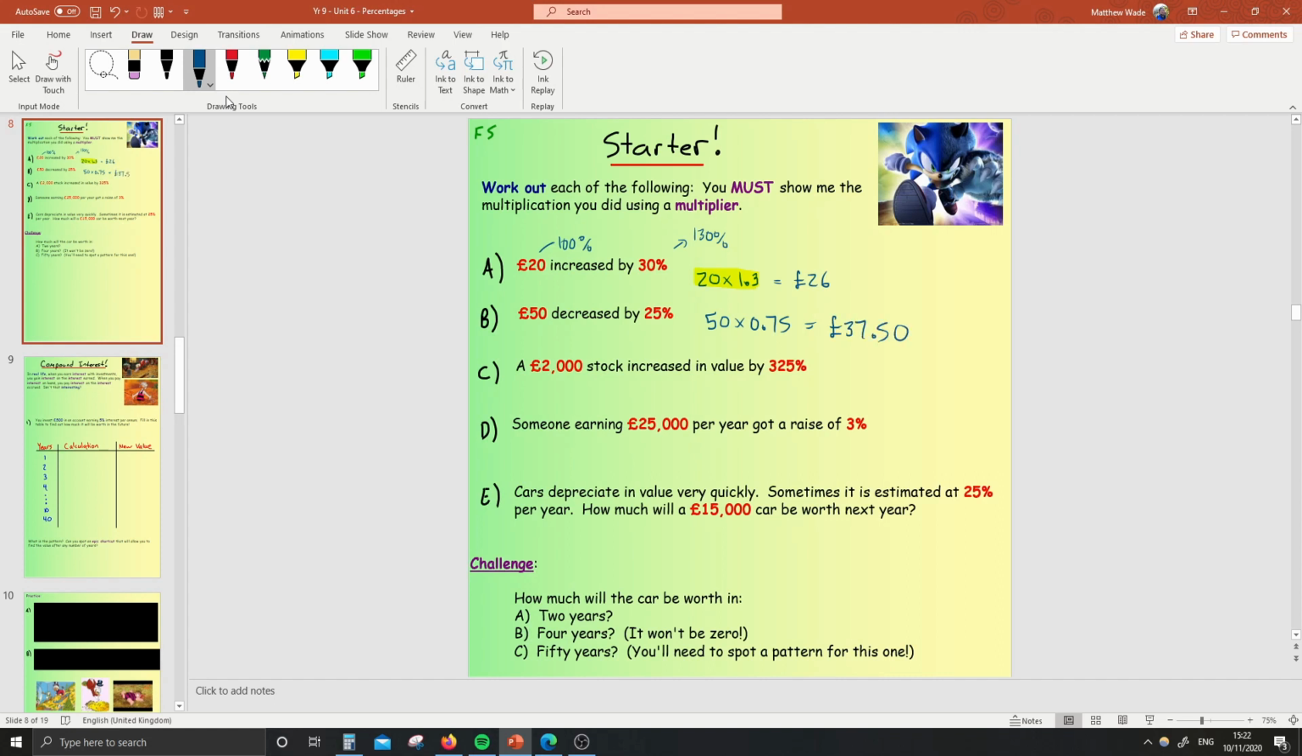Okay. Now this one's tricky. A 2,000 pound stock increased in value by 325%. This one's proper hard. This represents 100%. So when you add it to 325%, it's actually 425%. Now, I bet you not everybody got that. So the calculation then, 2,000 times 425 divided by 100, so 4.25. And you get 2,000 times 4.25 equals 850. Ooh, that means I missed a zero, which means it's 8,500. That's better. So 8,500 pounds.